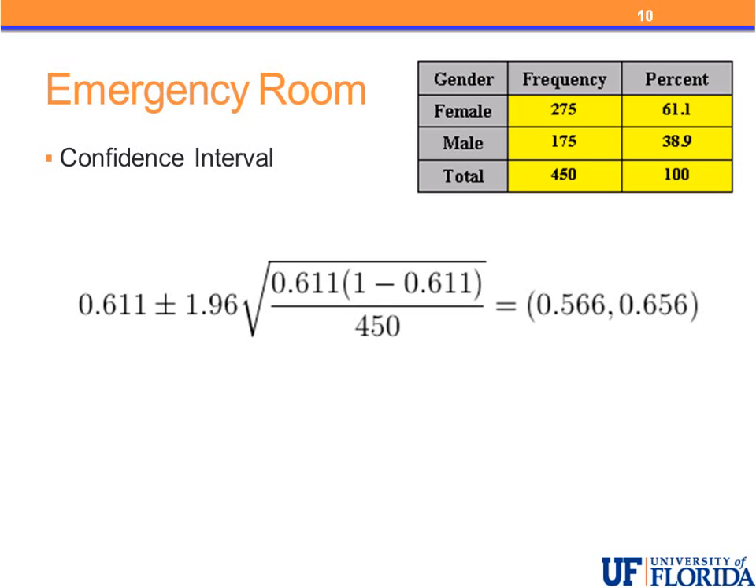Based upon this confidence interval, since 50% is not a plausible value, we can conclude that the proportion of females is not 50% in this ER population. In fact, the confidence interval estimates the true proportion to be greater than 50%.